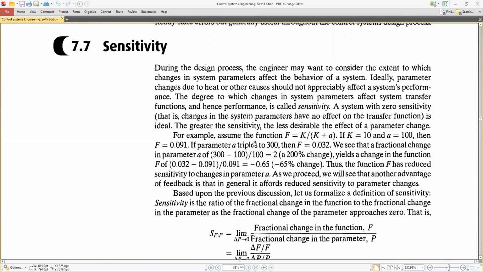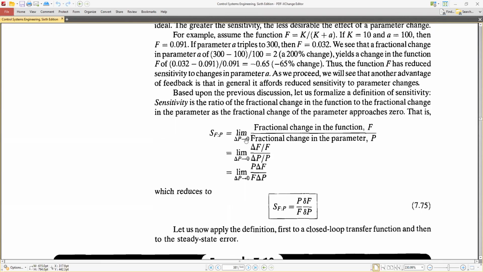For example, assume the function F = K/(K+a). If K is equal to 10 and a is equal to 0, then F equals 0.091. So that is the function. If parameter a triples to 300, then F becomes 0.032. We see that a fractional change in parameter a, a 2% change, yields a change in the function of 65%. Thus the function F has reduced sensitivity to changes in parameter a. As we proceed, we will see. So that is the equation.